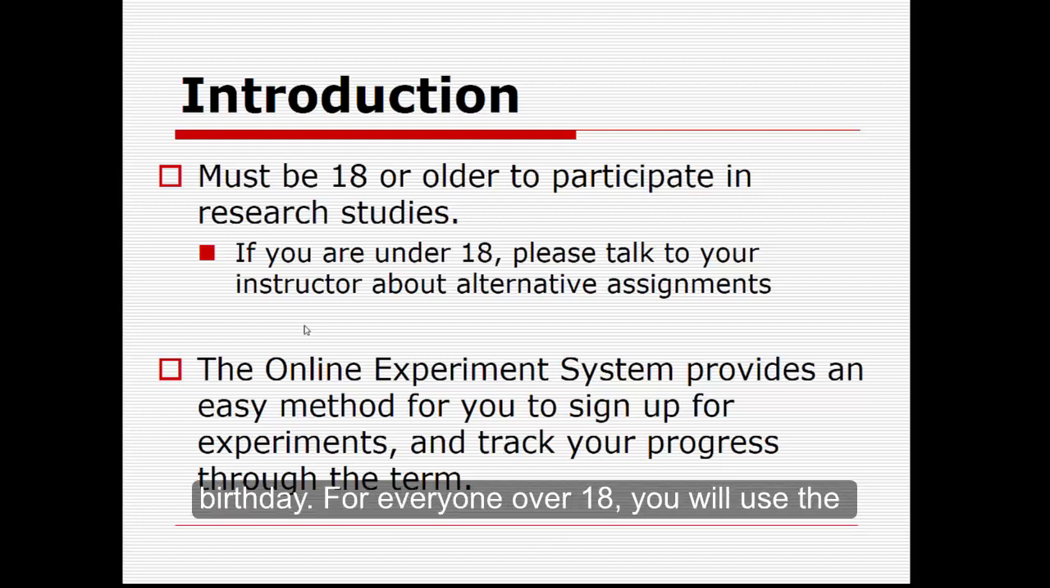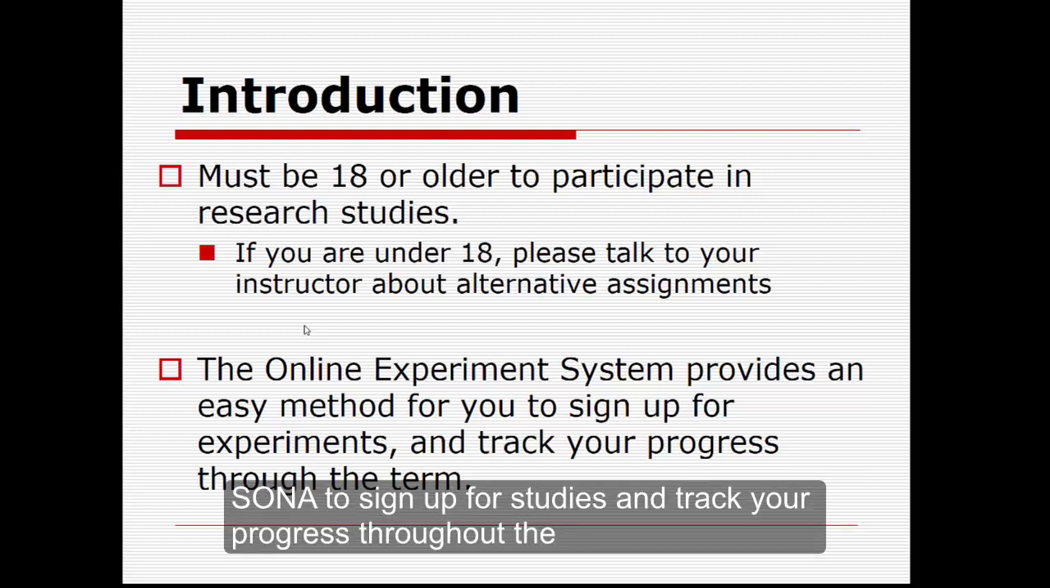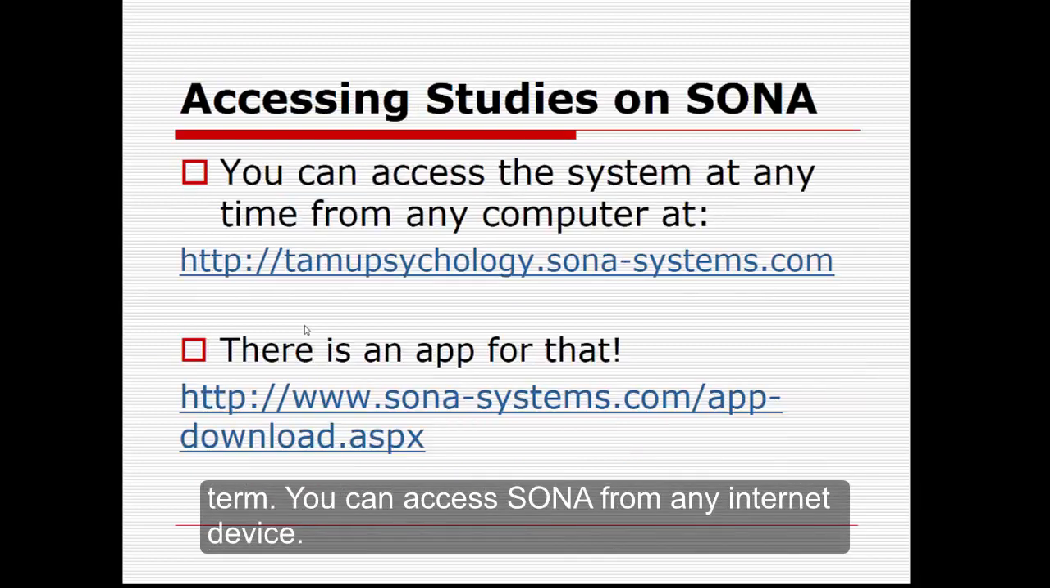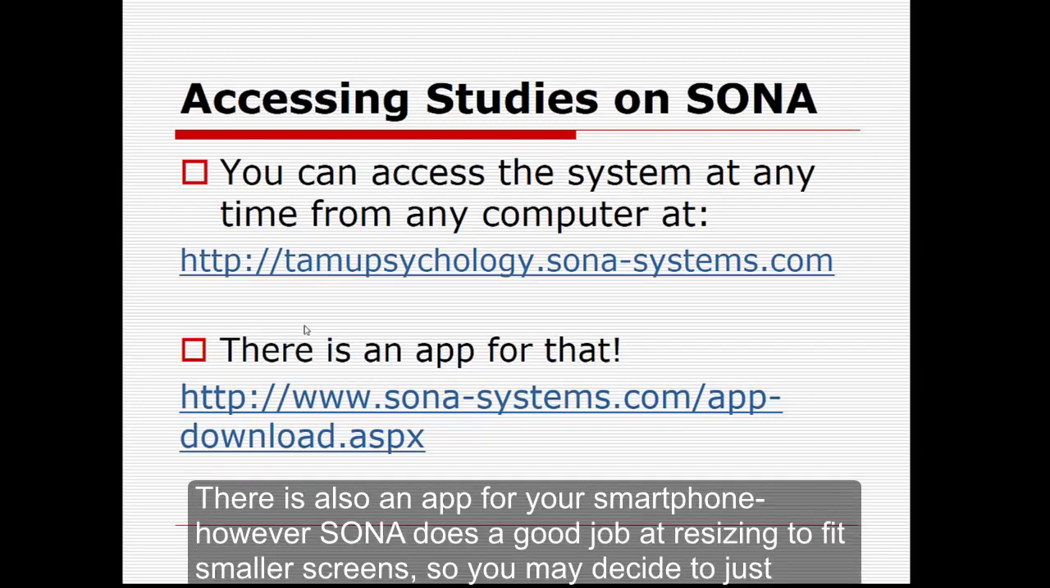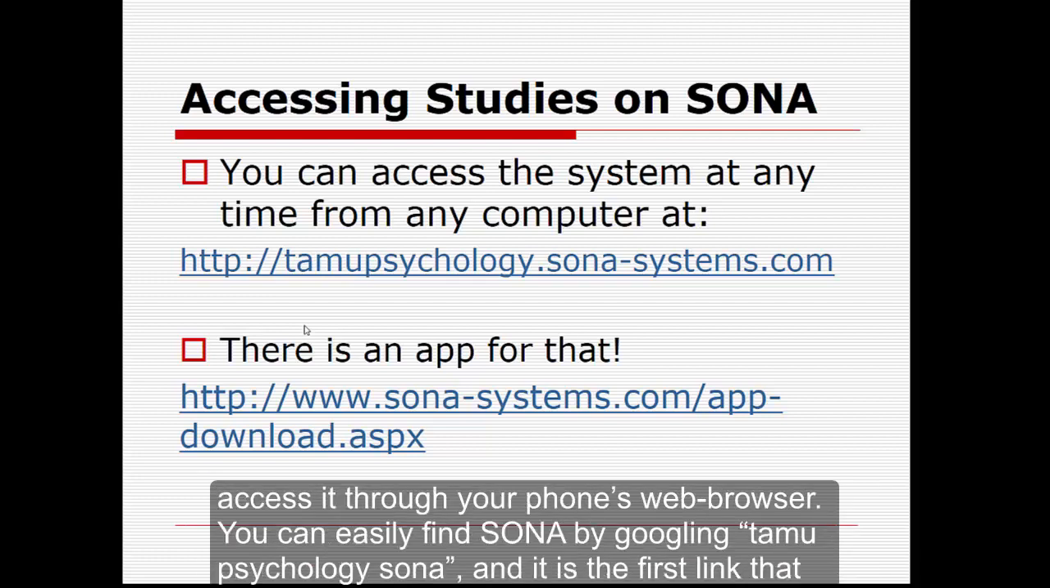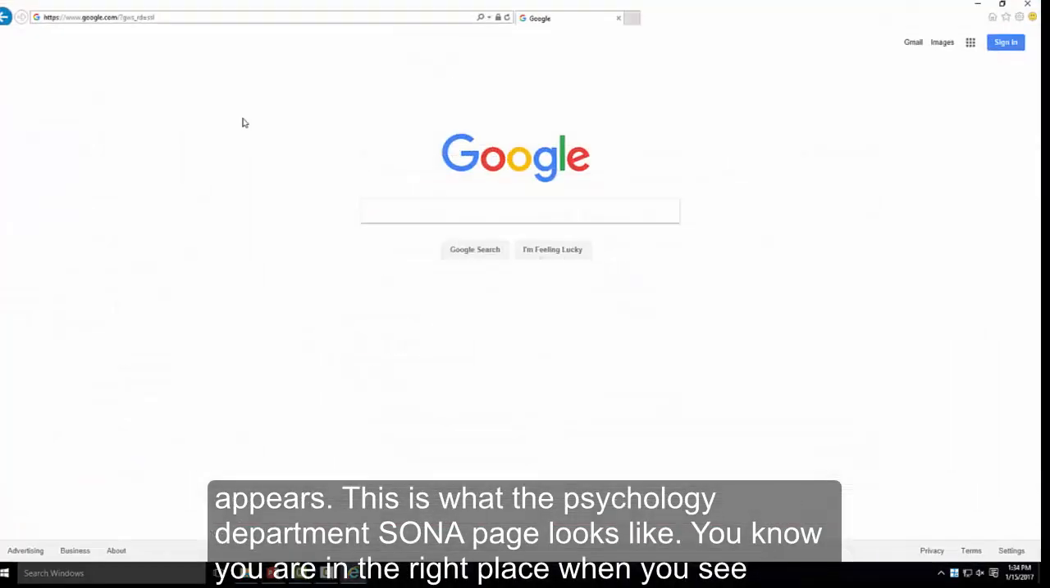For everyone else over 18, you'll use the online experiment system known as SONA to sign up for studies and track your progress throughout the term. You can access SONA from any internet device. There's also an app for your smartphone. However, SONA does a good job at resizing to fit smaller screens, so you may decide just to access it through your phone's web browser. You can easily find SONA by Googling TAMU Psychology SONA, and it should be the first link that appears.